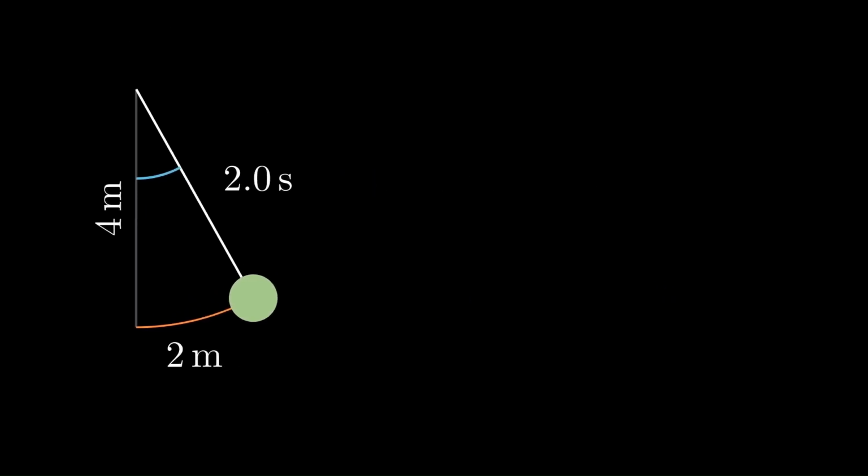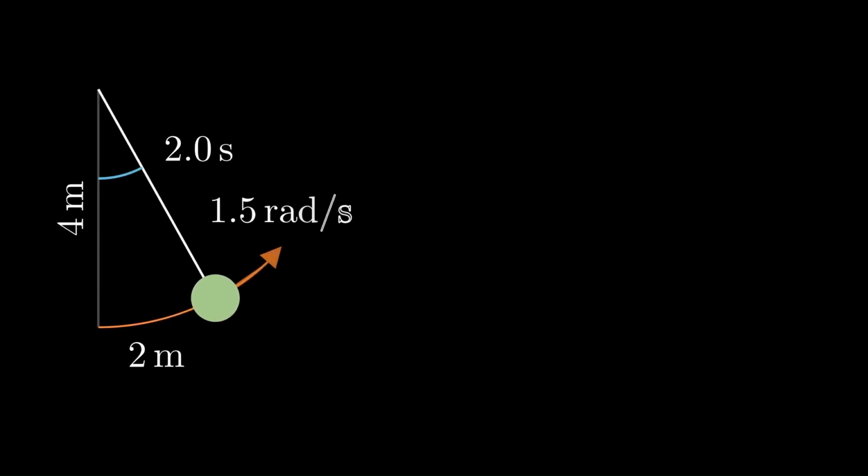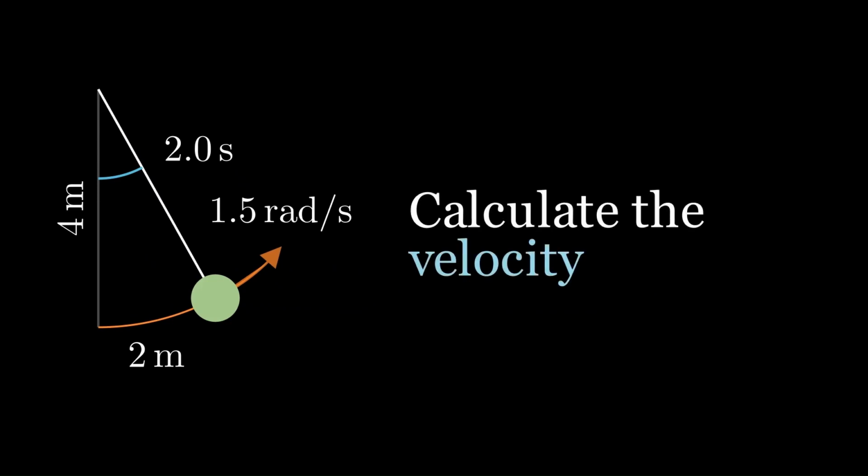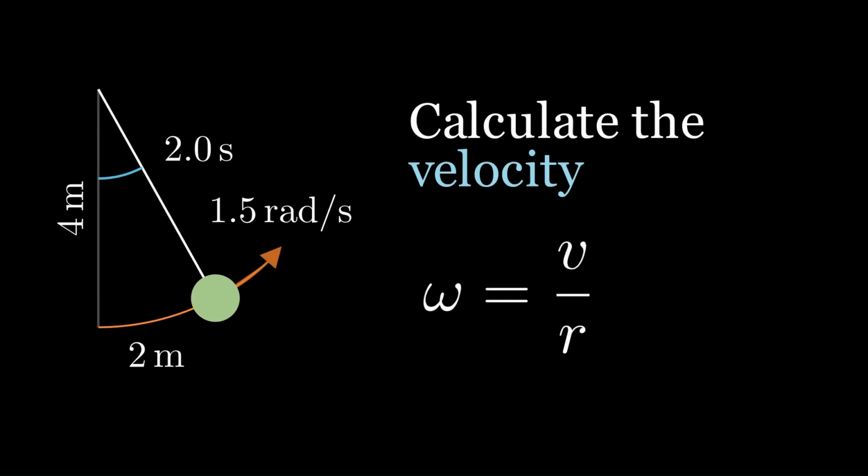Let's say that the ball from before is moving at an angular velocity of 1.5 radians per second. How would you calculate the velocity? You may need to restructure the angular velocity formula to find the unknown v.